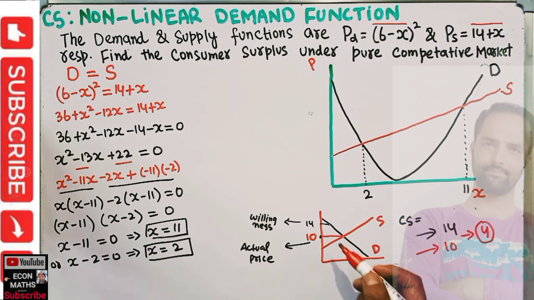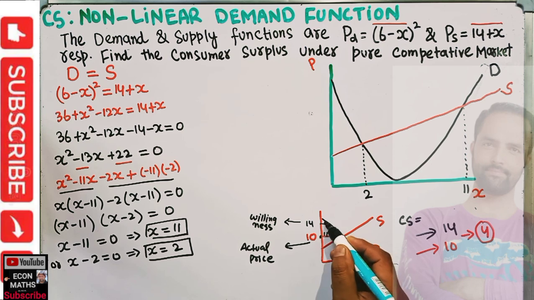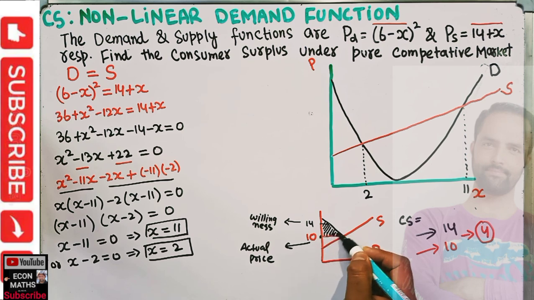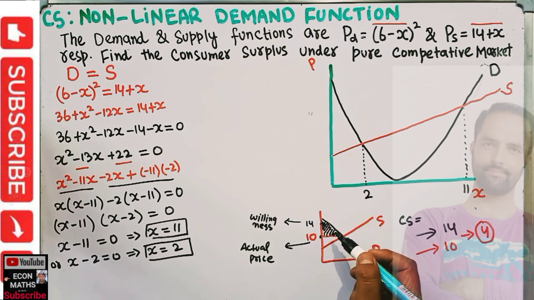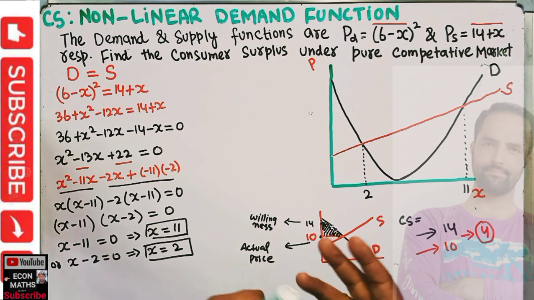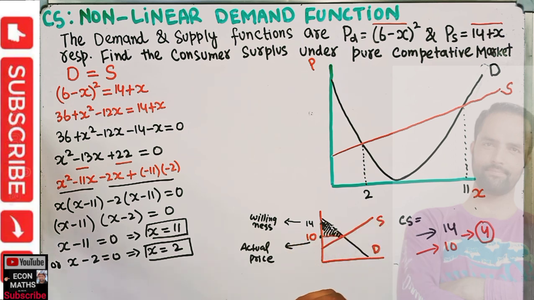Here you can see the willingness to pay is higher than the actual price. So what is the consumer surplus? Simply the area which is above the equilibrium price and below the demand curve. So this triangle will denote our consumer surplus. We can have a number of consumers at this point, at this point, which are above the equilibrium price. But here we have a weird kind of demand function.